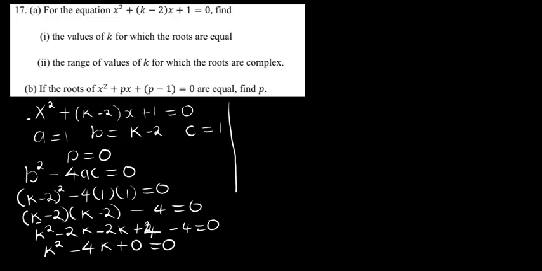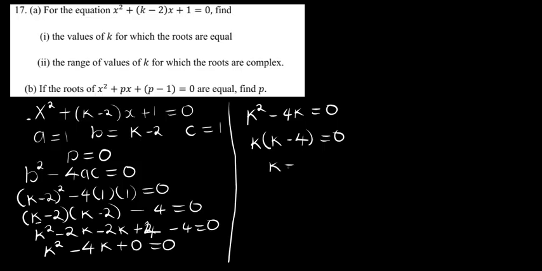After reaching this stage, what do you do next? You have k squared minus 4k equal to 0. The common factor is k, so it will be k times (k minus 4) equal to 0. Then k equal to 0, or k minus 4 equal to 0, such that k equal to 0 and k equal to 4. So these are the values of k they are looking for. This happens when the roots are equal.